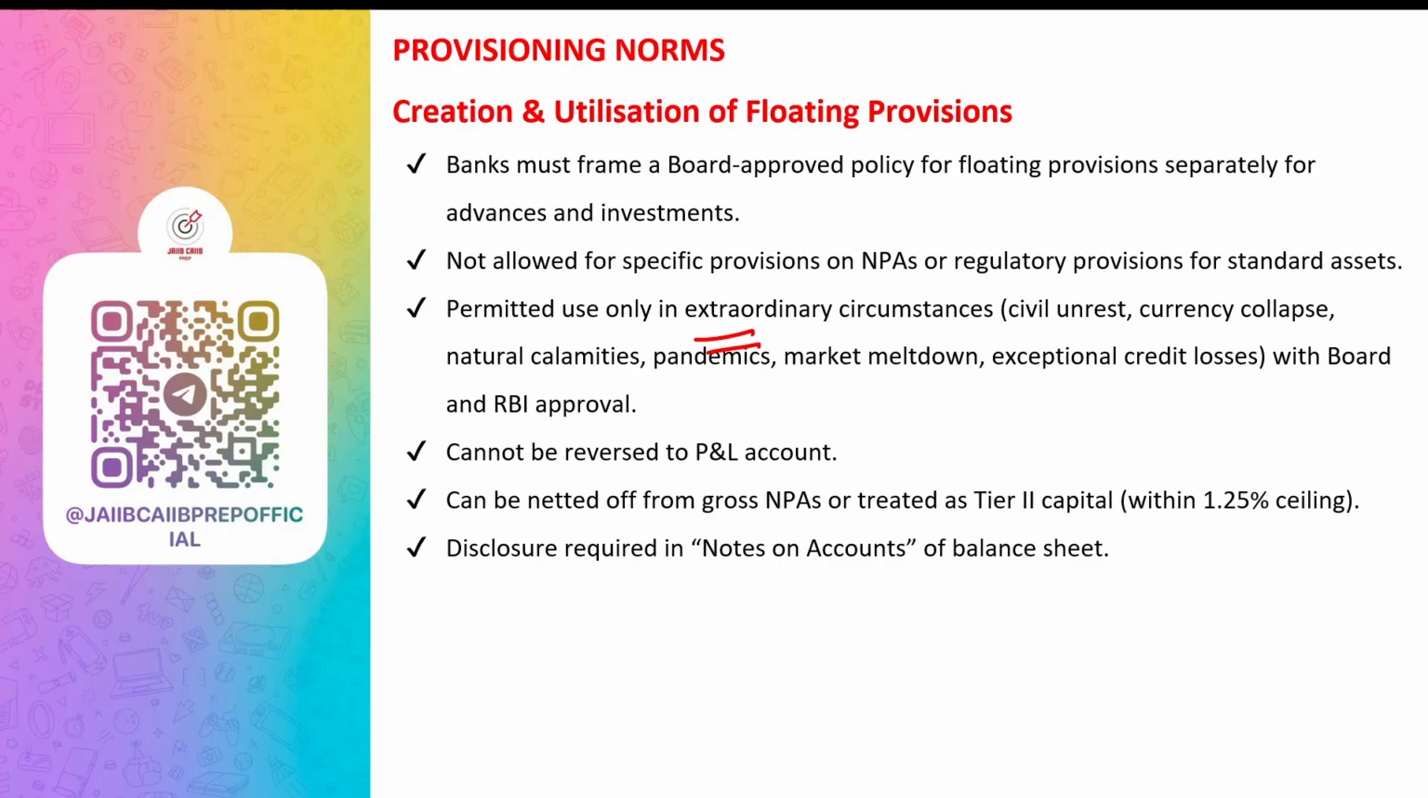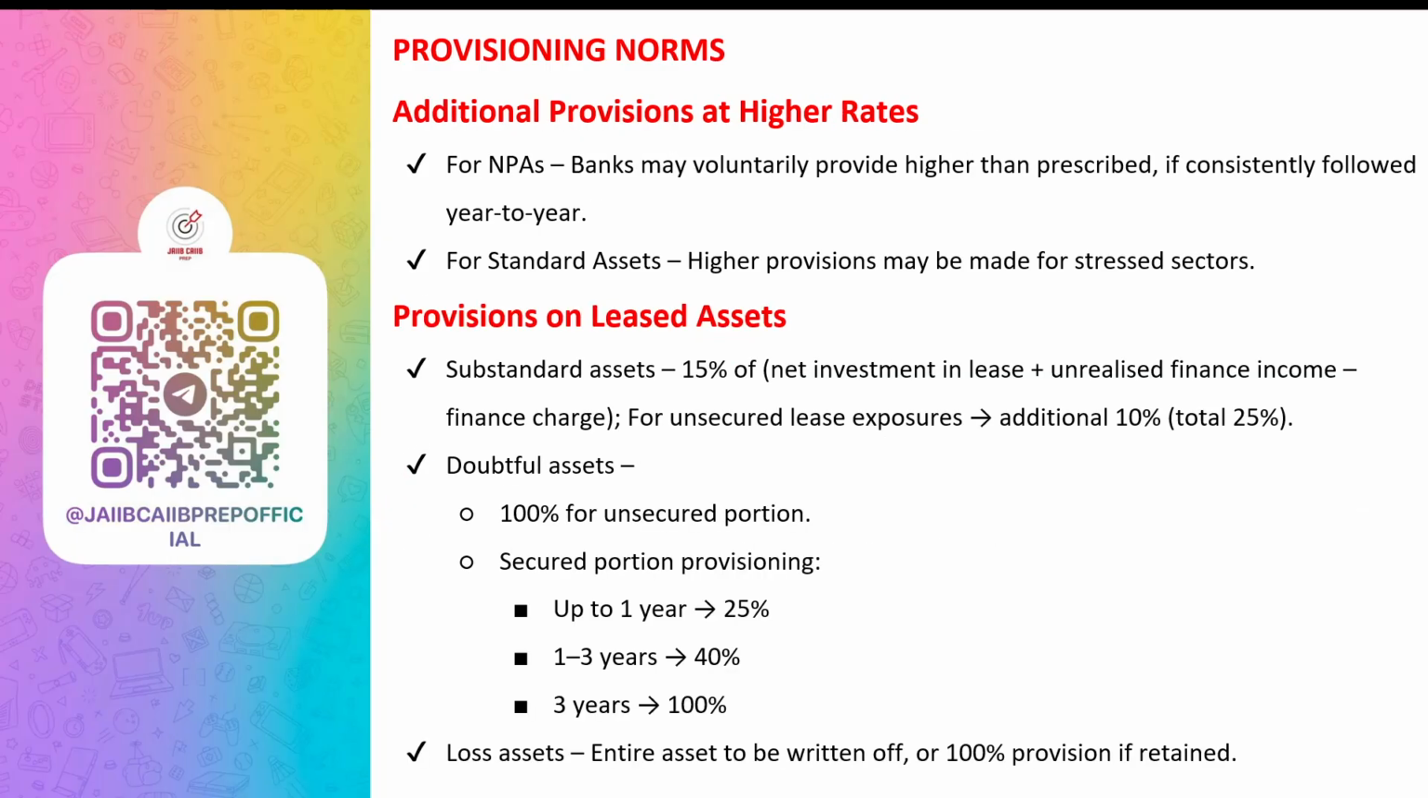The floating provisions cannot be reversed to P&L account. They can only be used for making specific provisions in extraordinary situations. For reporting, they can either be netted off against gross NPAs or be counted as part of Tier 2 capital, but the limit of 1.25% of risk weighted assets is maintained. And banks must also provide full disclosure about floating provisions in notes to accounts of their balance sheet.